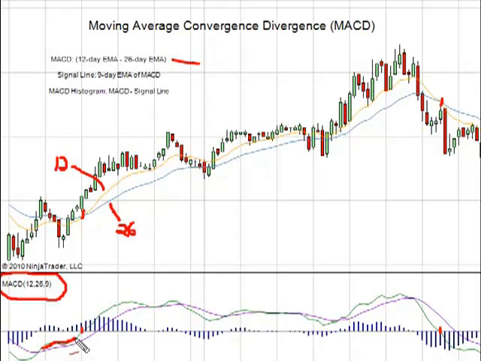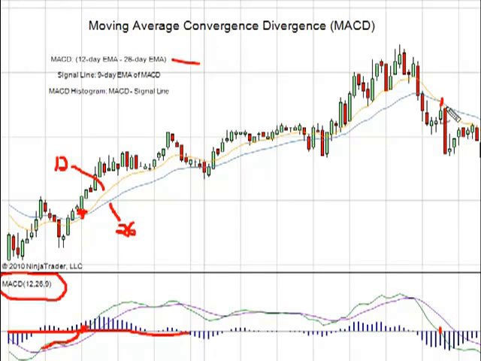However, I like to wait until the MACD goes above the 0 line, which is shown right here. This is the 0 line right here. Then I'd probably take a look at going long in this area right here, rather than getting in too soon because it could cross over again.